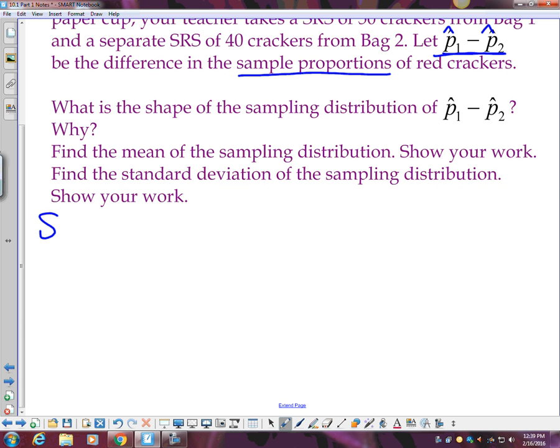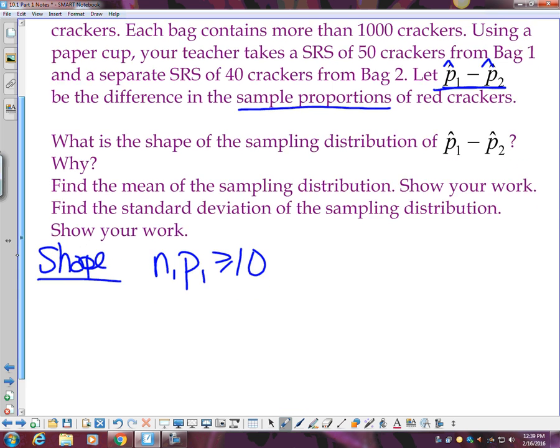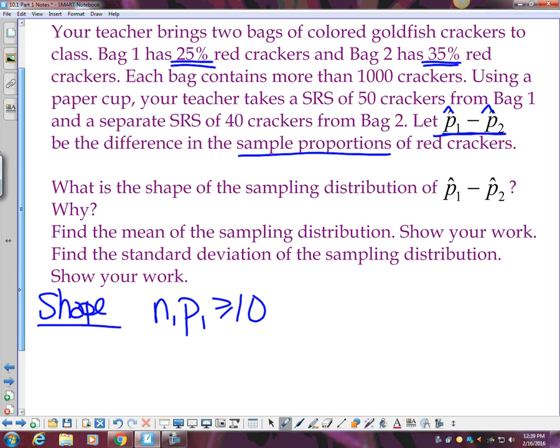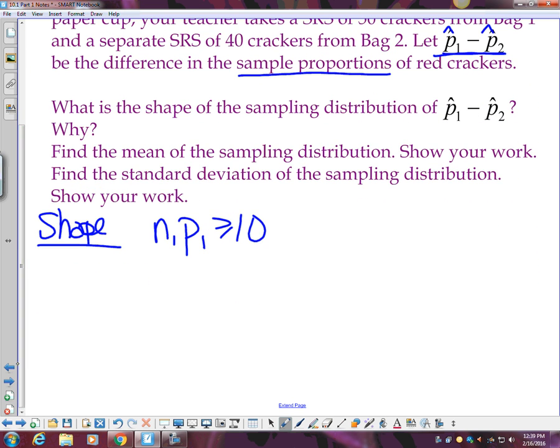Okay, so let's talk shape. So the shape, is it normal? Okay, so to do that, what do I have to test? I have to test my large counts condition. Okay, so here's a question. Do these get hats or not? Well, when you go back and look at these numbers, are these proportions or are these parameters? I mean, are these, sorry, parameters or are they statistics? Well, they're parameters because they're from the entire population of that bag. So no hats.